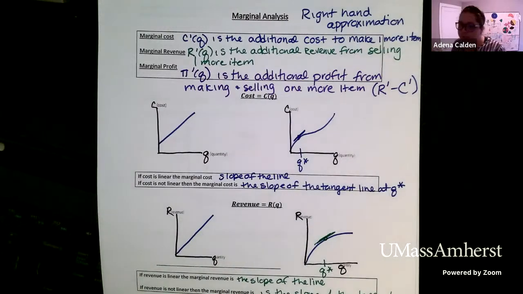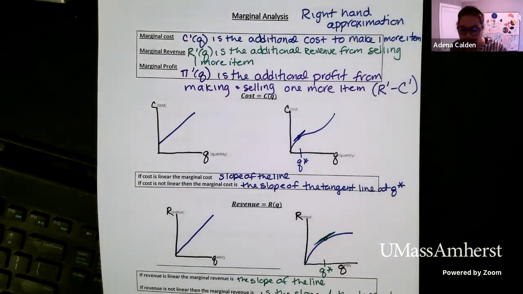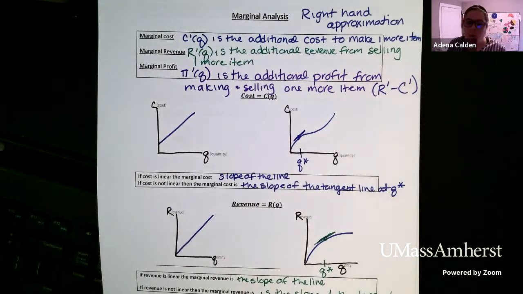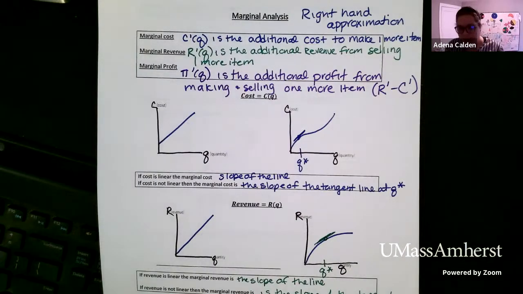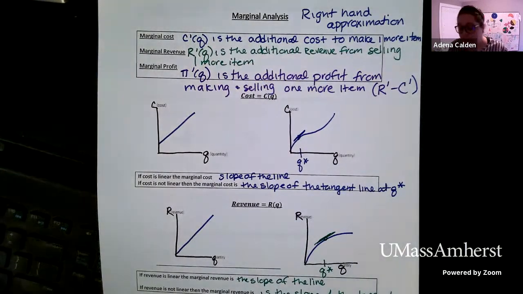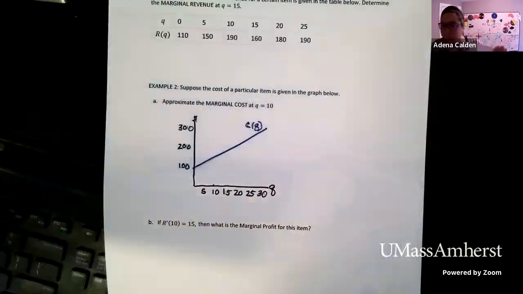So we're always going to be doing a right-hand approximation when we have to approximate the derivative, which is different than a generic function where we would do a left and a right and average them together. That's a little bit different and a little bit tricky, so let's keep that in mind as we try some practice problems.